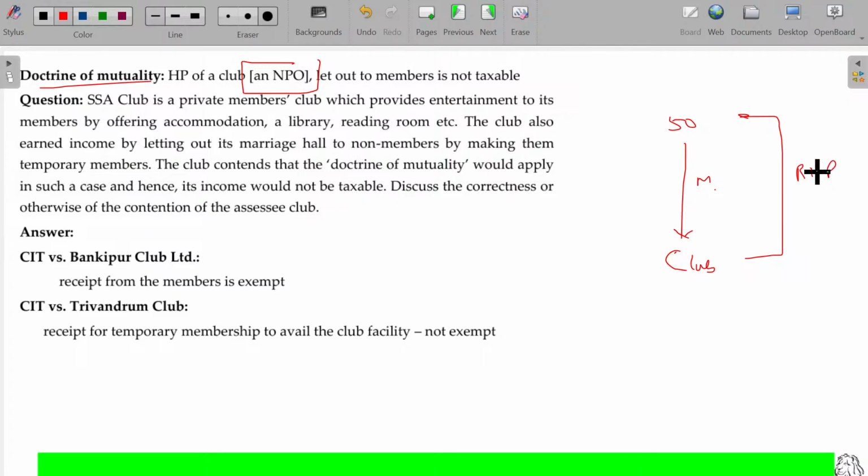So the club gets the membership fees from all 50 members, and using that fund, they purchase around 20 or 30 flats and allow the members to enjoy the benefits. Will the club consider that as income from house property? No, not required. Because of the principle of mutuality: you cannot make profit by trading with yourself. One cannot make profit by trading with oneself.